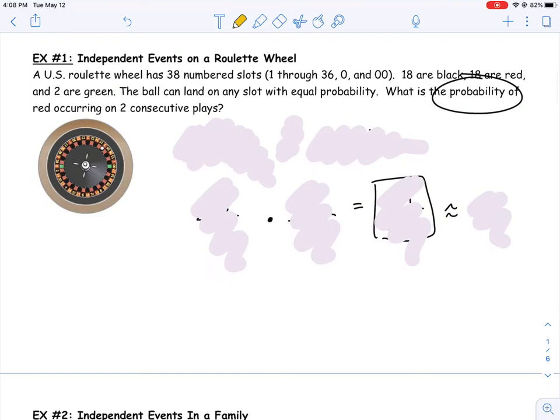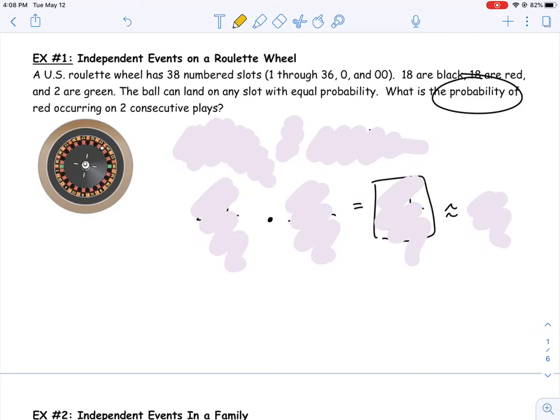In example number 1, it says a US roulette wheel has 38 numbered slots, 1 through 36, 0, and 00. 18 are black, 18 are red, and 2 are green. And there's a picture to kind of show you what it looks like. The ball can land on any slot with equal probability. What is the probability, remember that's what you want, out of total, so a fraction that can be turned into a decimal or a percent. What's the probability of red occurring on 2 consecutive plays? Consecutive means plays back to back.